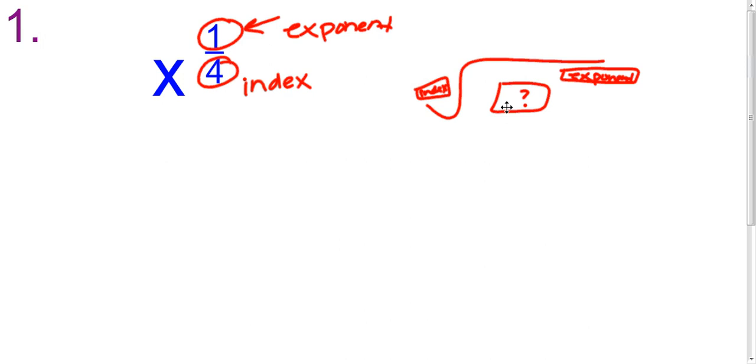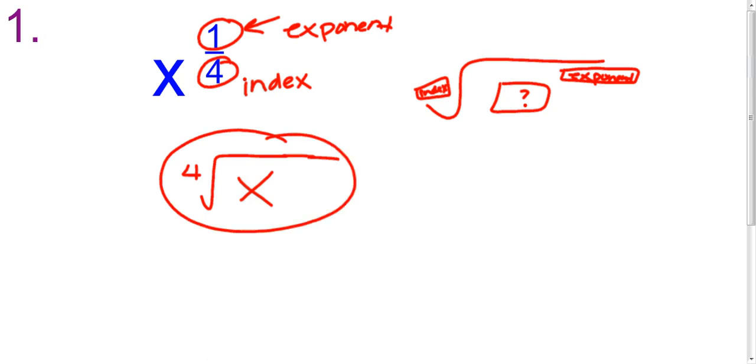So if I want to write this one in radical form, I would have it be like this. The 4th root becomes my index, and this is x to the 1 power. Really, you're not going to write that one, so you don't need that there. But this is what that would look like in radical form instead.